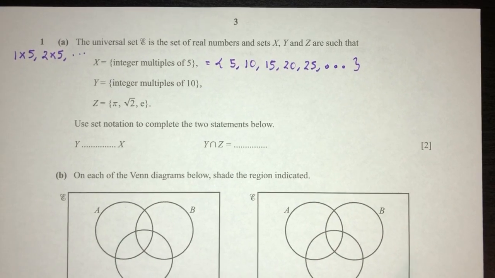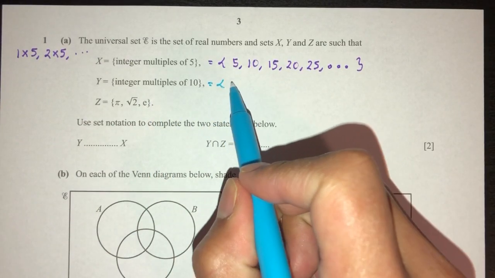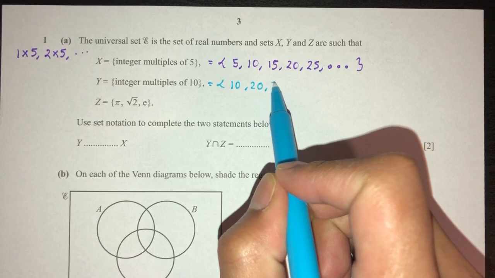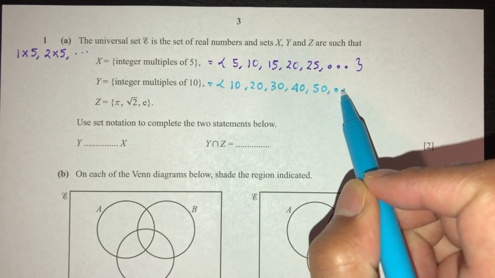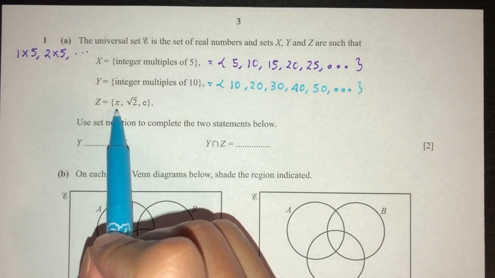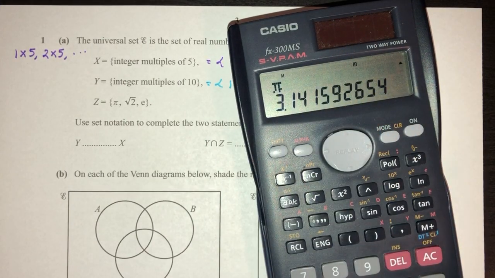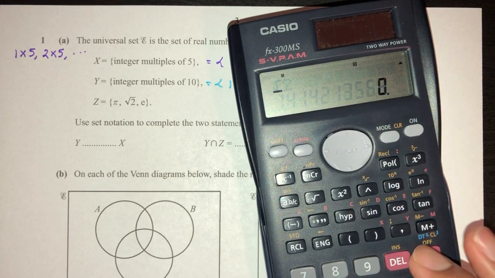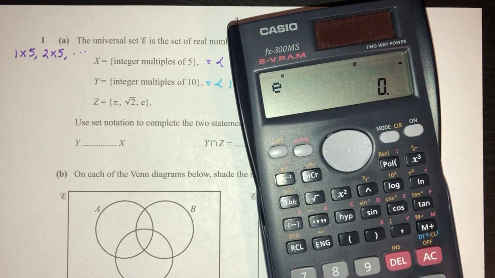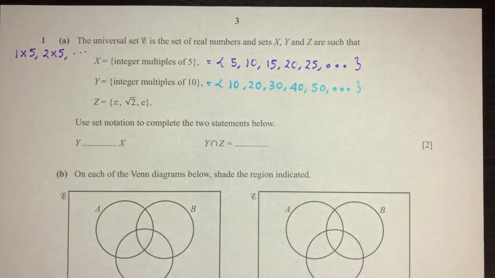The next one here, y, is integers that are multiples of 10. So it will be 1 times 10, 2 times 10, 3 times 10, 4 times 10, 5 times 10, and then keep going on until infinity. Now this is pi, root of 2, and exponential. You can check what pi is. Pi is 3.142, root of 2 is 1.414, exponential is 4.11. Basically, these three numbers are not exact values. They are irrational numbers.